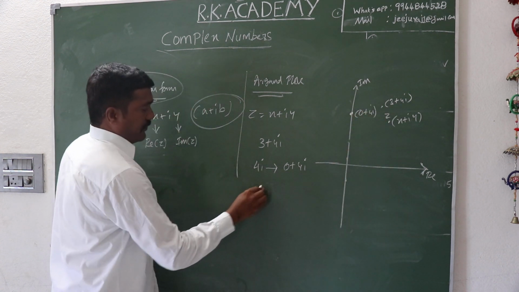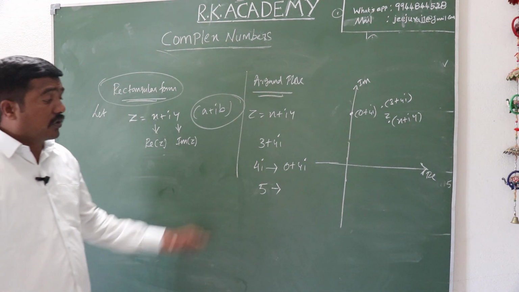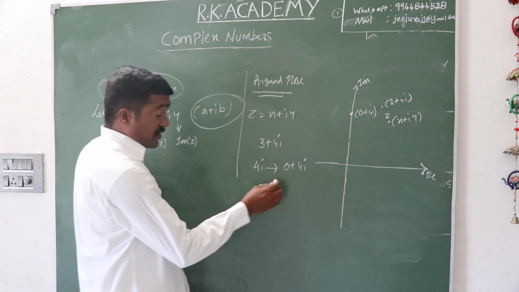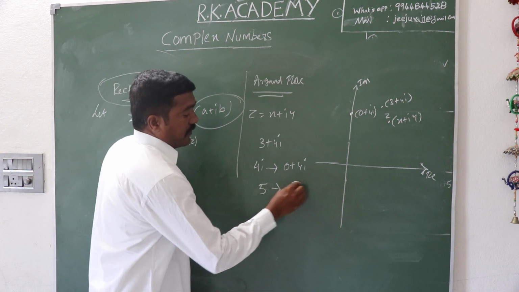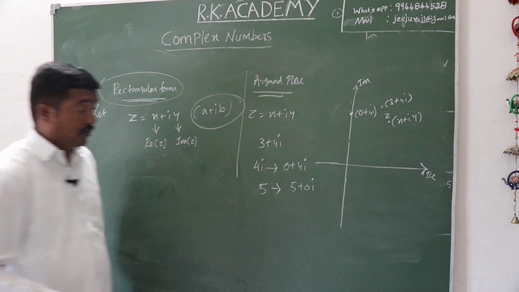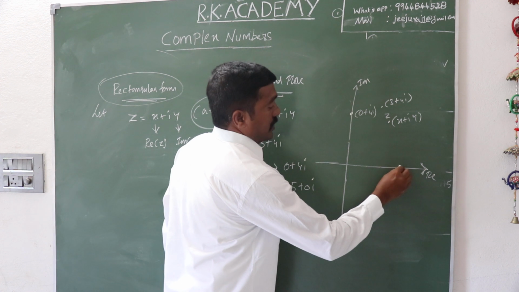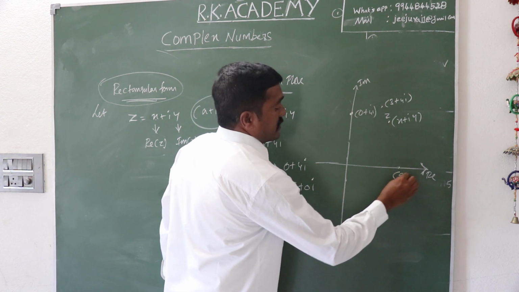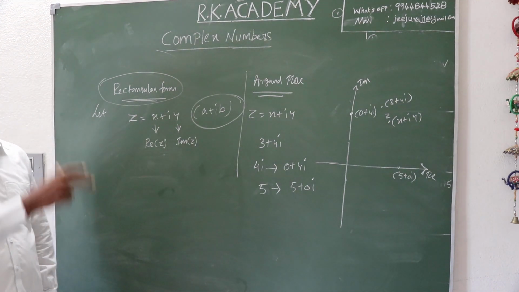Sir, how to write 5 in the Argand plane? First of all, we make it in rectangular form. We can write 5 plus 0i. The imaginary part is 0. So 5 comma 0. So 5 plus 0i. So now this one is the Argand plane.